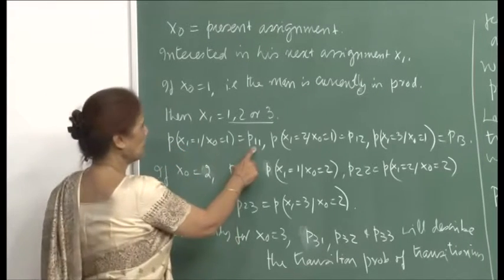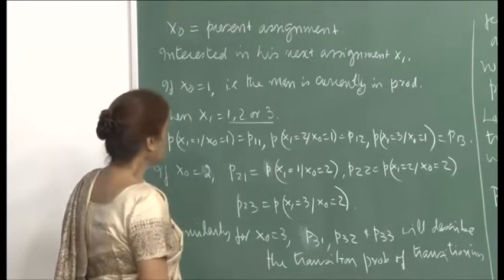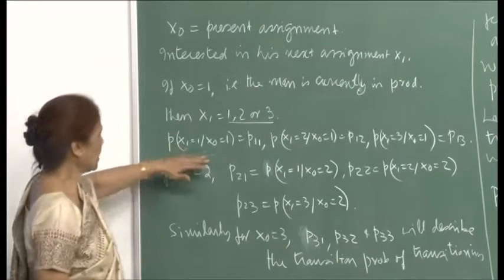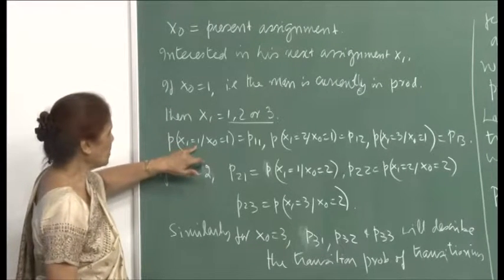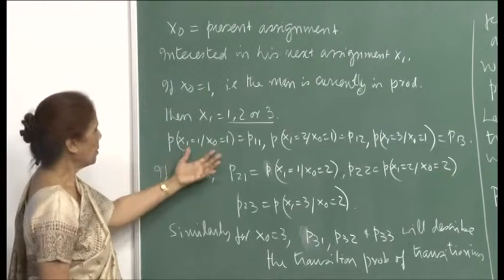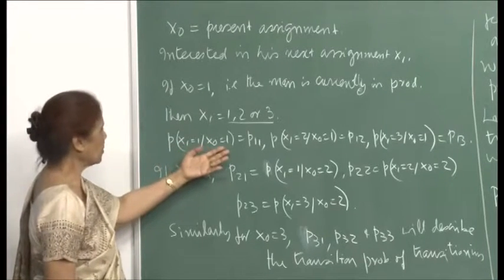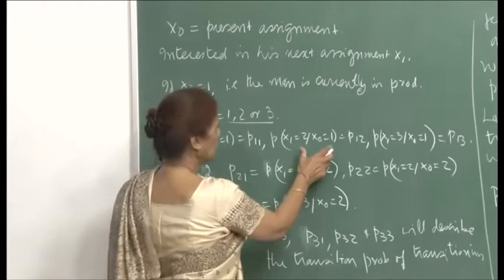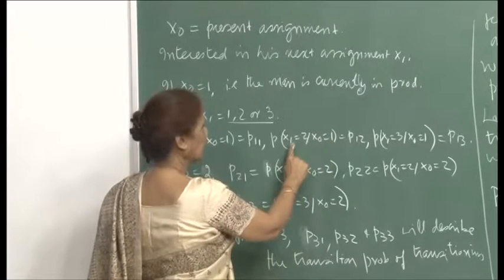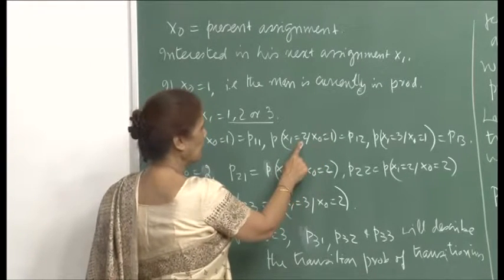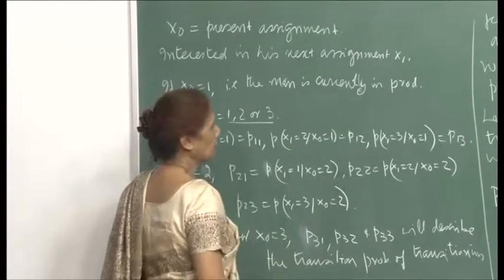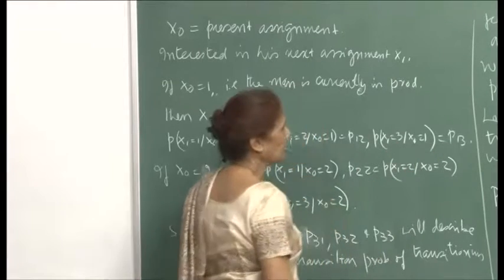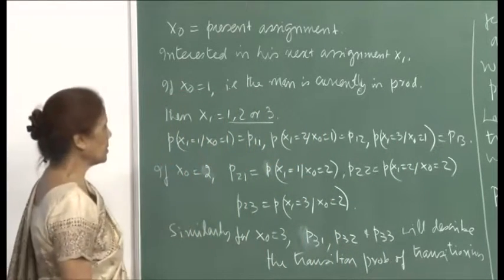So we will call this P11, and as I told you, these are one step transition probabilities, and we are assuming stationarity. So it does not matter whether it is X n plus 1 equal to 1 given X n is 1, or X 1 is 1 given that X naught is 1. So that is P11. Similarly, you would need to know, if X naught is 1, what is the probability that he will be in HR. That probability is P12, and the probability that he will be in sales is given by P13. So these are the first step transition probabilities.